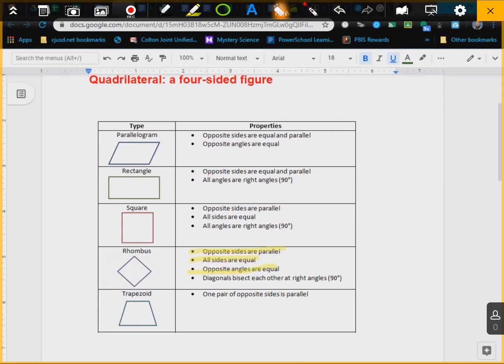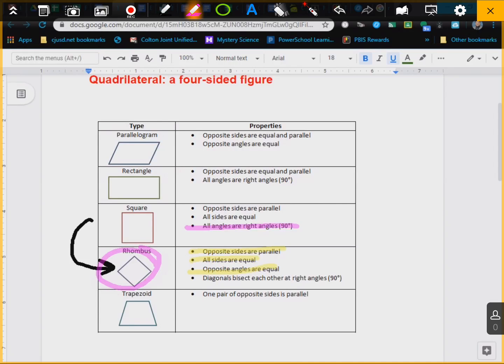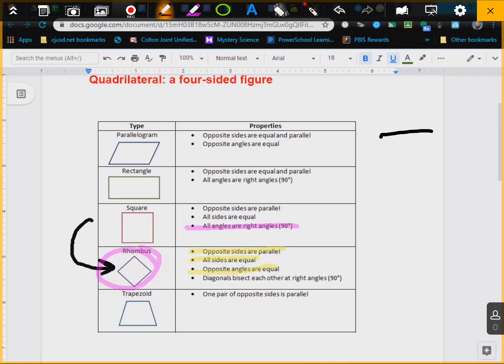Now, the one thing you need to know too is that a square is a rhombus. A square is a type of rhombus, but not all rhombuses are squares either. What I mean by that is, for something to be a square, you need to remember all angles are right angles. Well, that's not the same for a rhombus. While this rhombus right here is a square because it does have four right angles, all the sides are the same, and opposite sides are parallel, this rhombus right here that I'm going to show you is another type of rhombus.